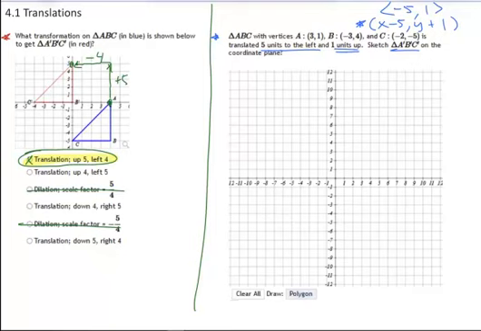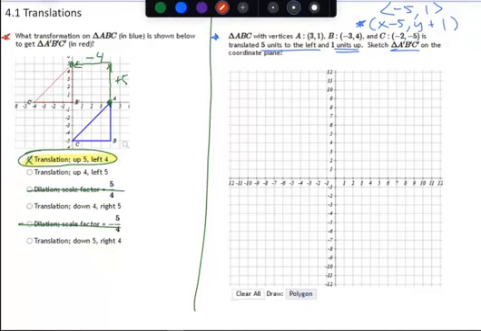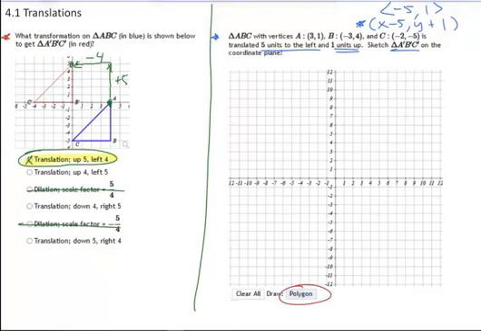So when you're plotting your graph on MyOpenMath, first you're going to click the button to indicate polygon, and then you're going to plot each point. If we look at what A prime would be, we take our original x-coordinate 3 and subtract 5, which gives us -2. We take our original y-coordinate 1 and add 1 to that. So we get -2, 2.